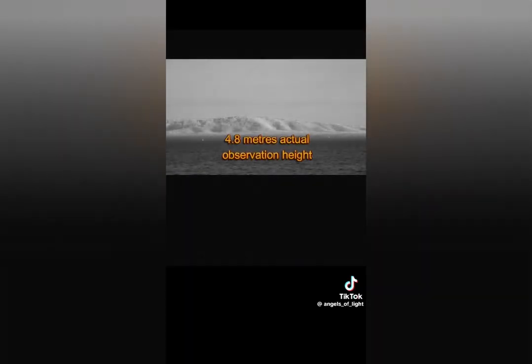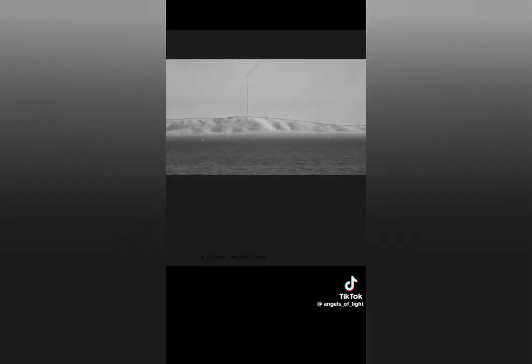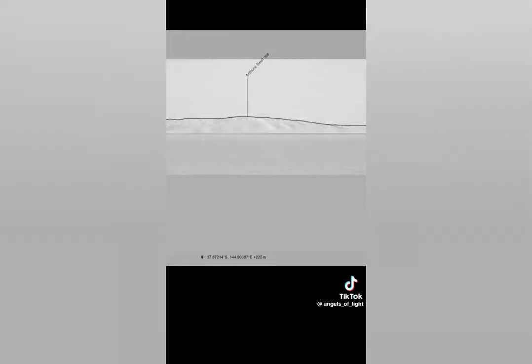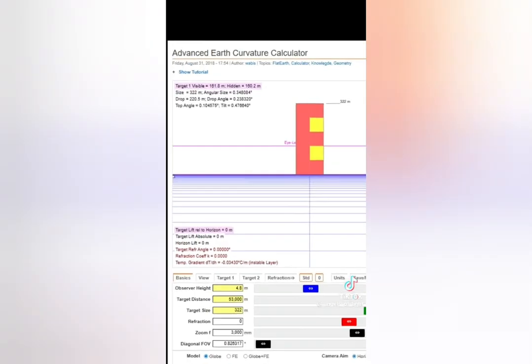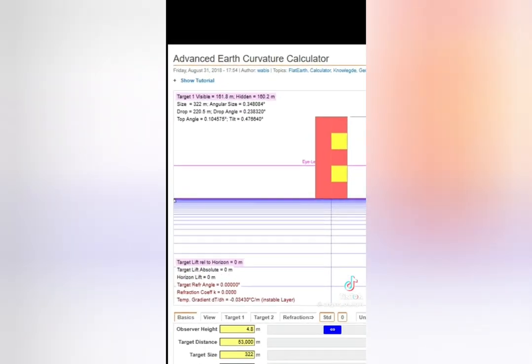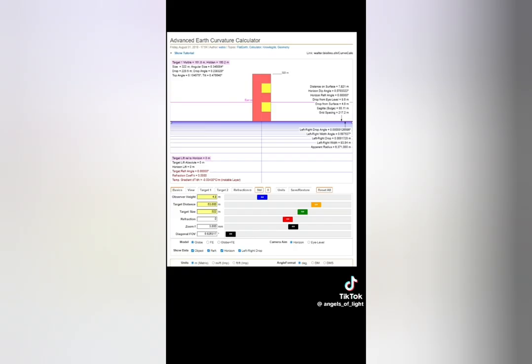Bang. Alright, and now if we go on Peak Finder and match it up to the observation I did by jacking up the height all the way to 225 meters, we can see it matches perfectly, and I'm seeing the whole thing. If we go to the Advanced Earth Curve Calculator, we can see the target visible and target hidden. There should be 160 meters of target hidden height, and we have 0.